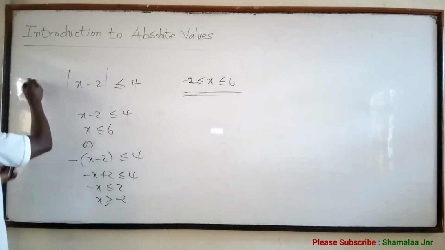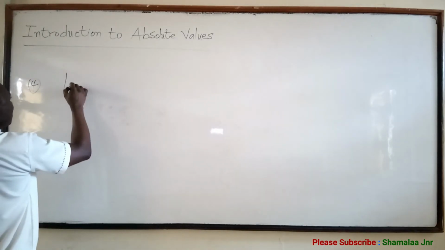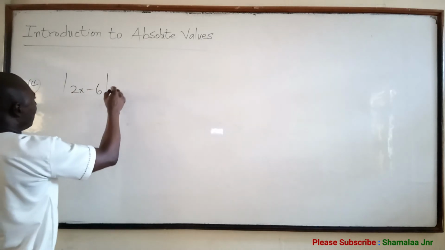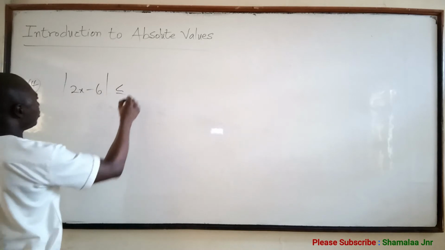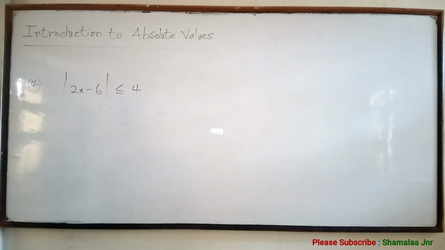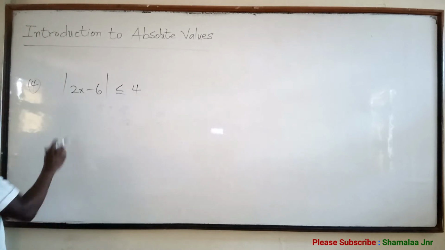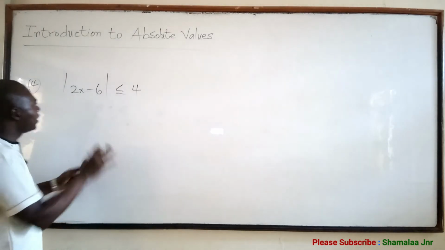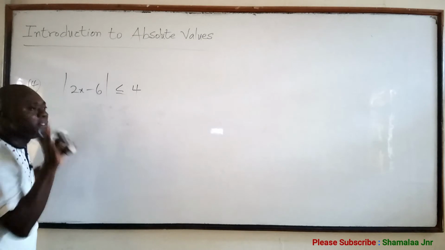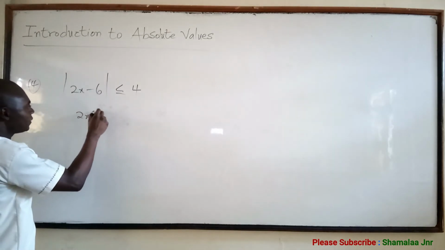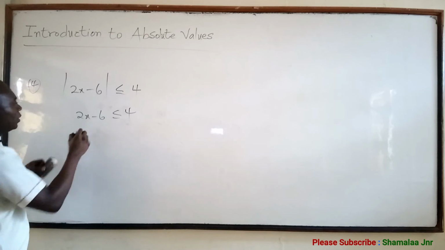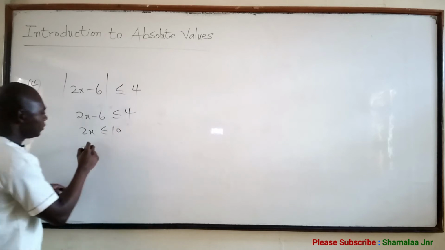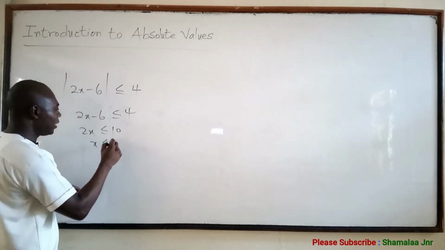Okay, let's look at the next question. The absolute value of 2x minus 6 is less than or equal to 4. I can give you something like this and ask you to solve for x. Now, if 2x minus 6 is greater than or equal to 0, the answer value will be 2x minus 6. So 2x minus 6 is less than or equal to 4. So 2x is less than or equal to 4 plus 6, that is 10. So x is less than or equal to 10 over 2, and that is 5.